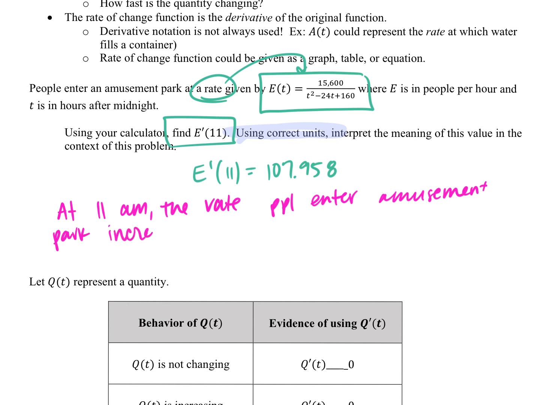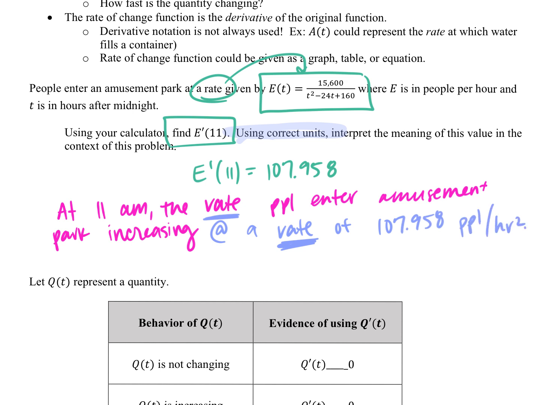We have to use the word increasing or decreasing every time. Since it's positive, it's increasing. If it was negative, we'd say it's decreasing. We said rate once since we found the rate, but we got to say rate twice since we found the acceleration: increasing at a rate of 107.958. Use the units people per hour squared. I specified the time, I specified double rates, meaning the second derivative, I specified the quantity, increasing or decreasing, and the units. That's what they're looking for.